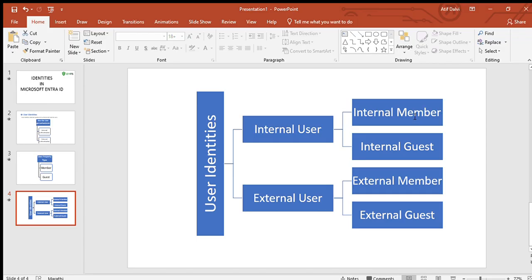Whereas in the internal guest, this scenario exists when the host organization has a collaboration with a supplier or distributor and sets up internal Microsoft Entra accounts for these users, but designates them as guest by setting the user type as guest. Means in this the user type will be guest. The account holders are external, but they will use the account as internal.